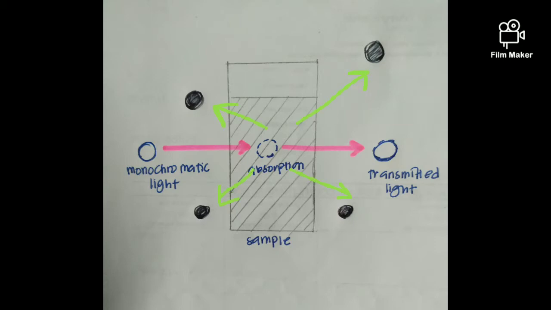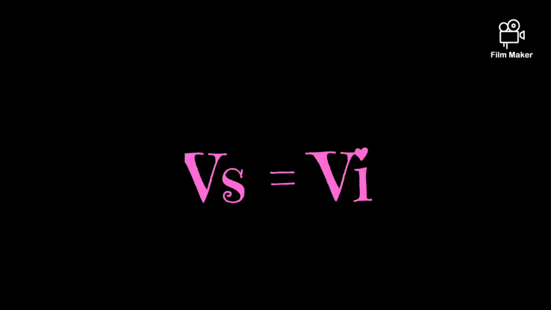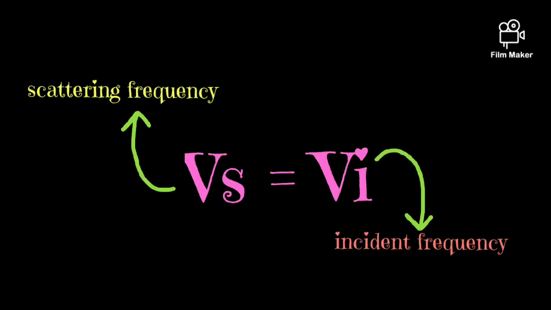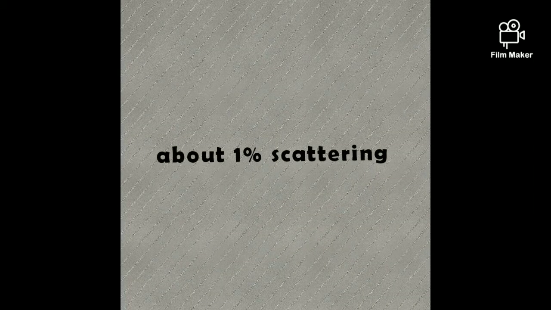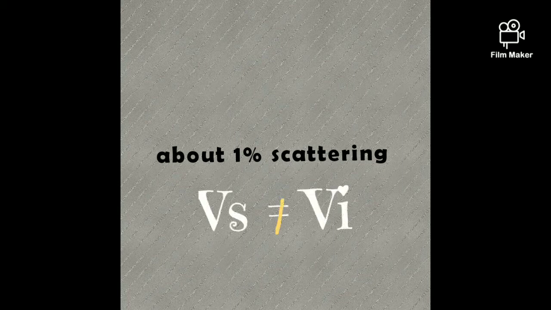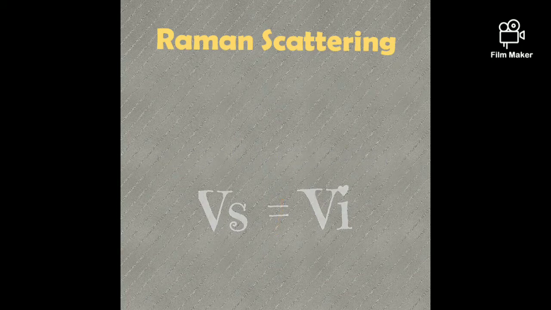Incident light has a particular frequency. If the scattered light has the same frequency as the incident light, then the scattering is called Rayleigh scattering. However, it has been observed that about 1% of the total scattered intensity occurs at frequencies different from the incident frequency, which is called Raman scattering.